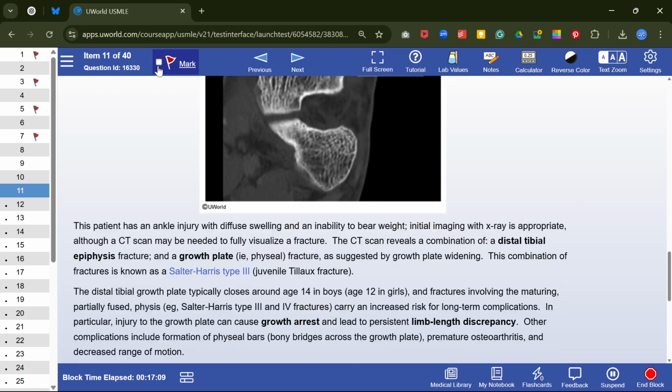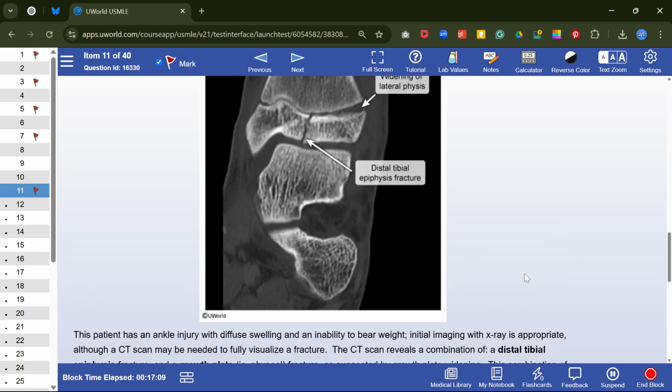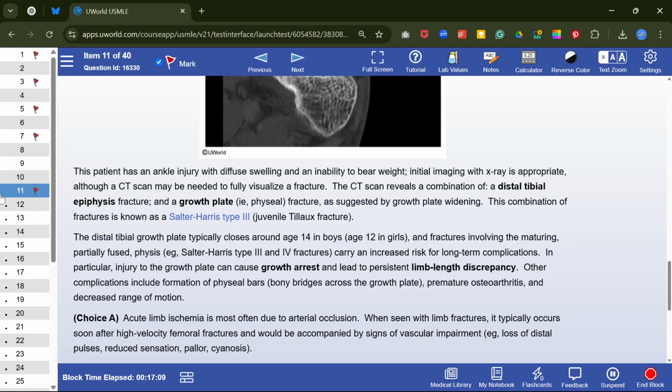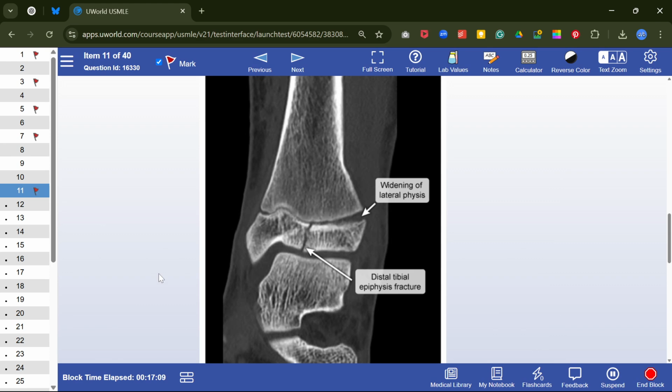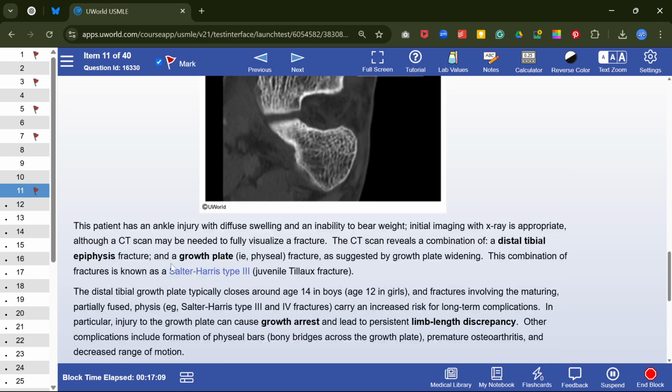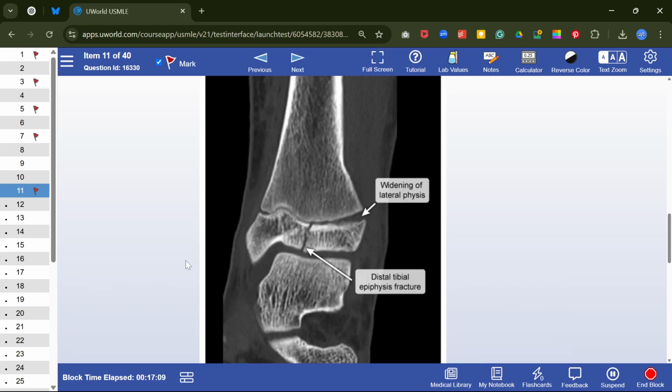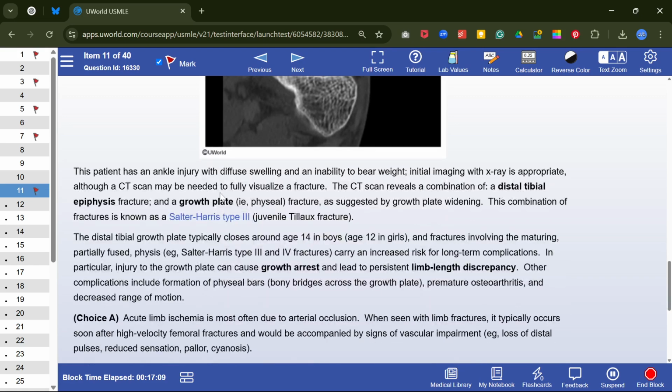This patient has an ankle injury with diffuse swelling and inability to bear weight. Initial imaging with X-ray is appropriate, although a CT scan may be needed to fully visualize a fracture. CT scan shows a distal tibial epiphyseal fracture and a physeal fracture, the growth plate.